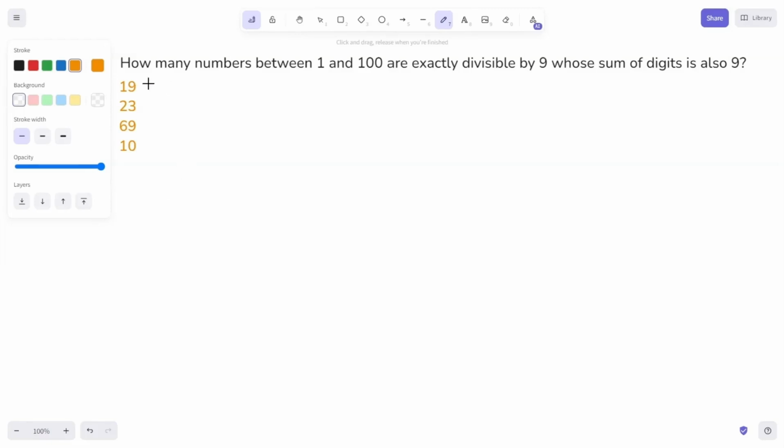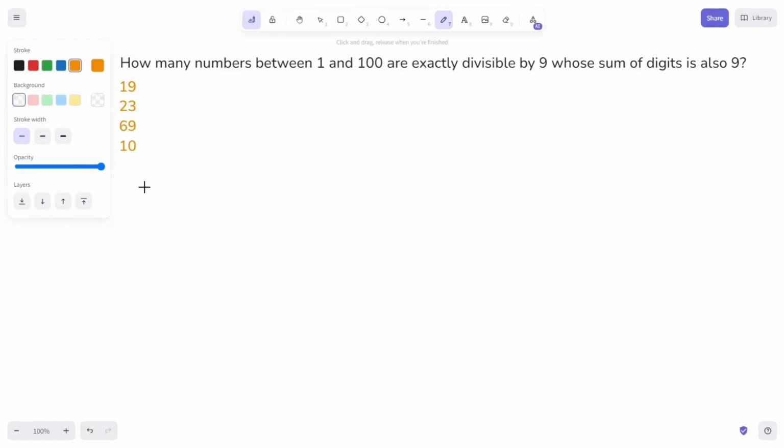So as you can see, this is the question: how many numbers between 1 and 100 are exactly divisible by 9, whose sum of digits is also 9? So we have to find all the numbers in the range between 1 and 100, and all those numbers should have two properties basically. The sum of the digits of those numbers will be 9, and those numbers are also divisible by 9.